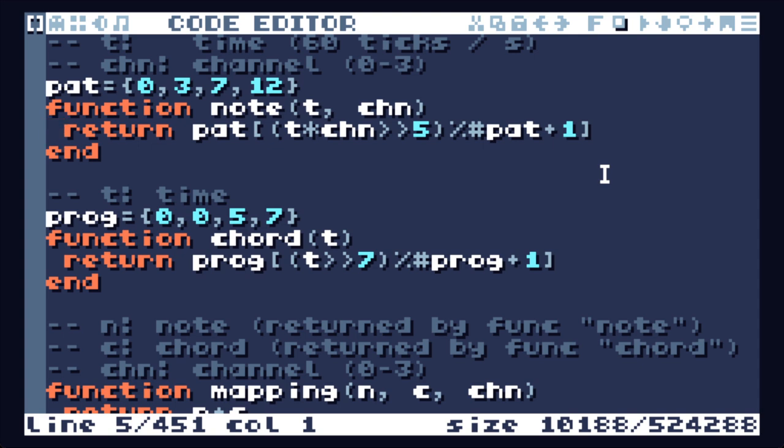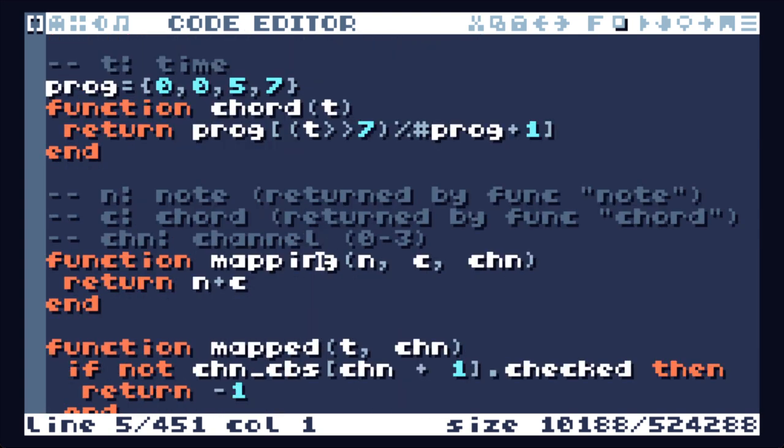Okay, very nice, but they are all playing the same octave. So let's also move the other channels. In the mapping function, we also have the channel available, so we can move each channel up by octave. So channel number 1 is up by 1 octave, and channel number 2 is up by 2 octaves, and channel number 3 is up by 3 octaves.